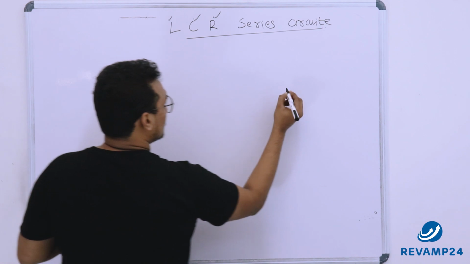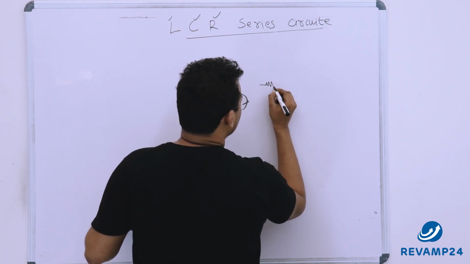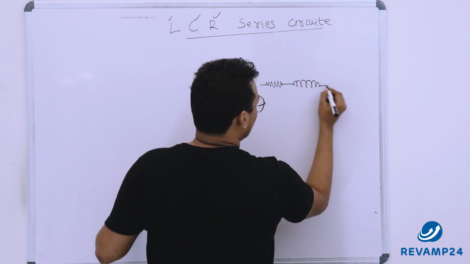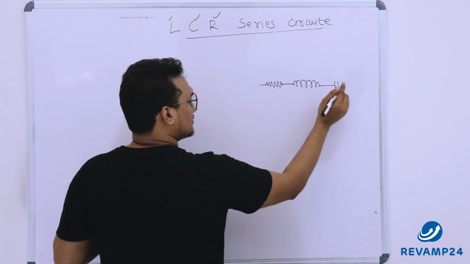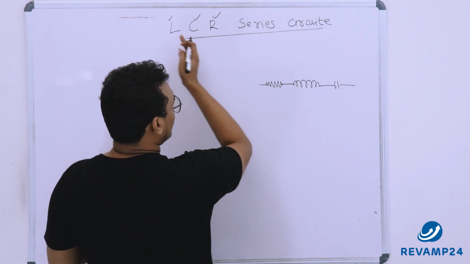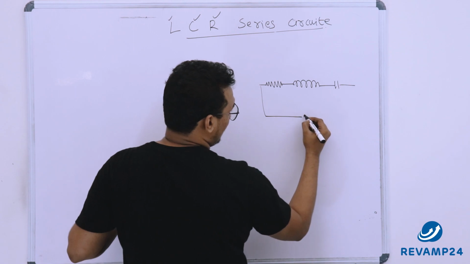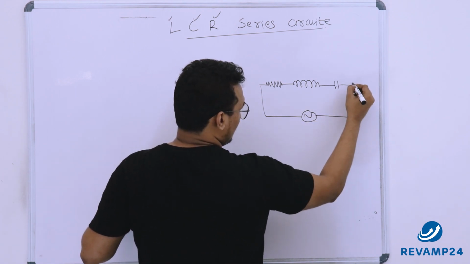So I will draw the circuit here. I have a resistance, an inductor, and a capacitor. The order doesn't make any difference. You can take it as LCR or you can take it this way. It's the same thing. And AC is connected across the circuit.